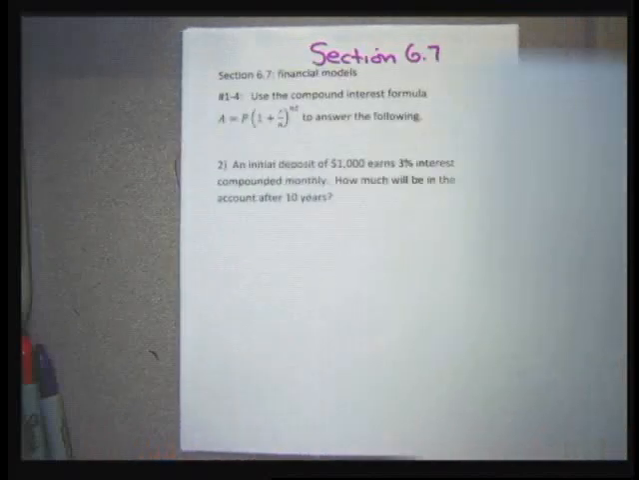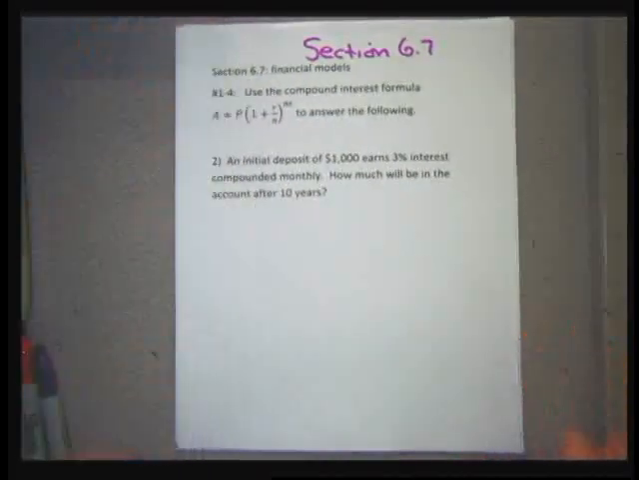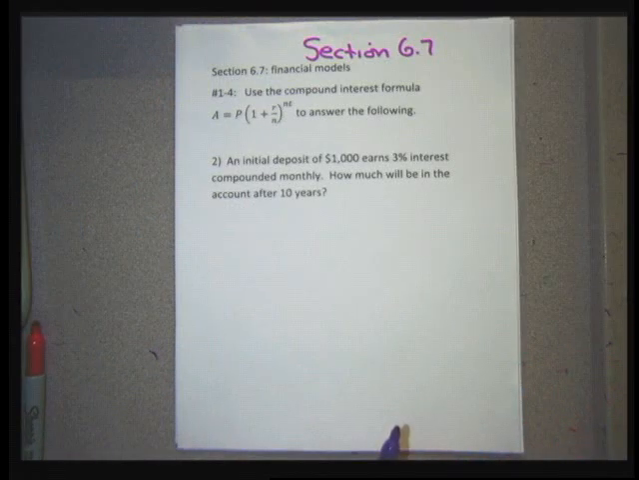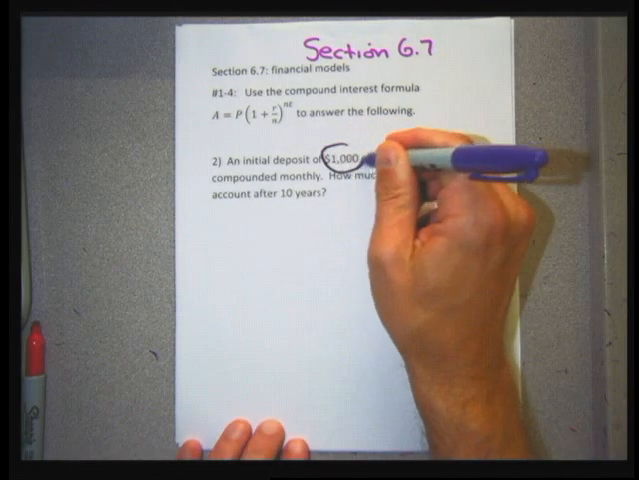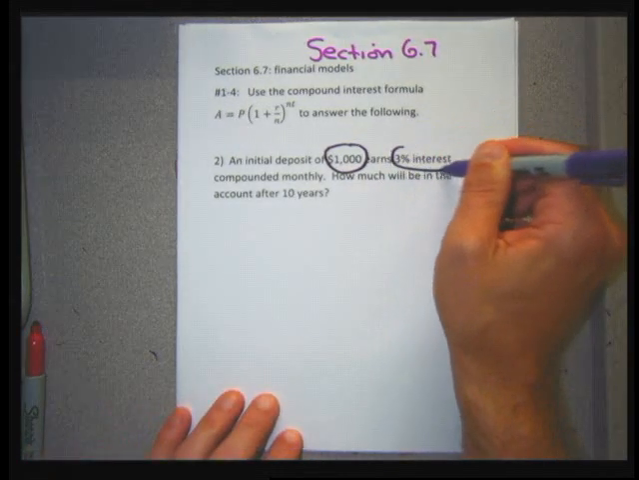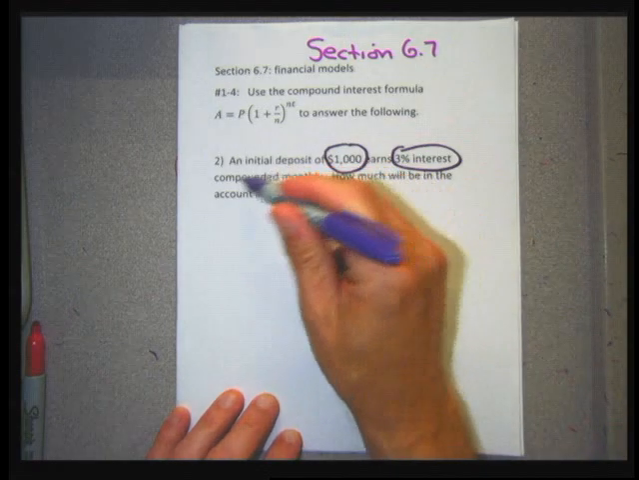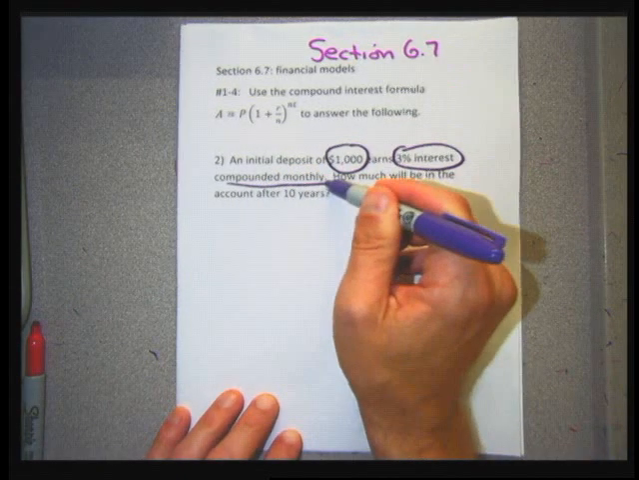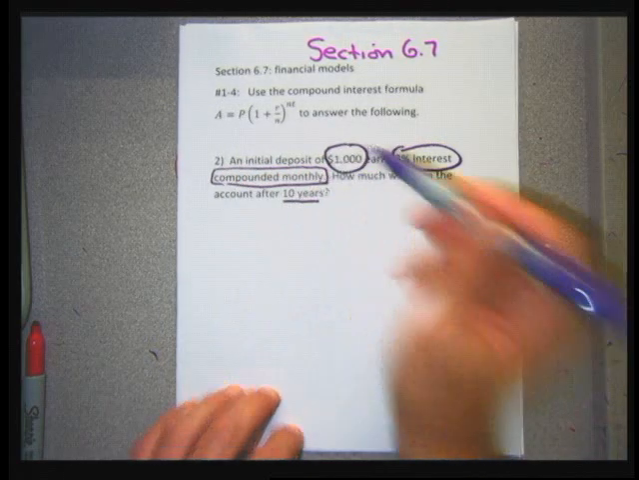So if I get into the section here, the first word problem says I have an initial deposit of $1,000. It earns 3% interest compounded monthly. How much will be in the account after 10 years? So there are key figures in this problem. This $1,000 is going to be relevant when I solve the problem. The 3% interest is going to be important. Always the word after compounded is going to be important. And then the last number I see is the 10 years.